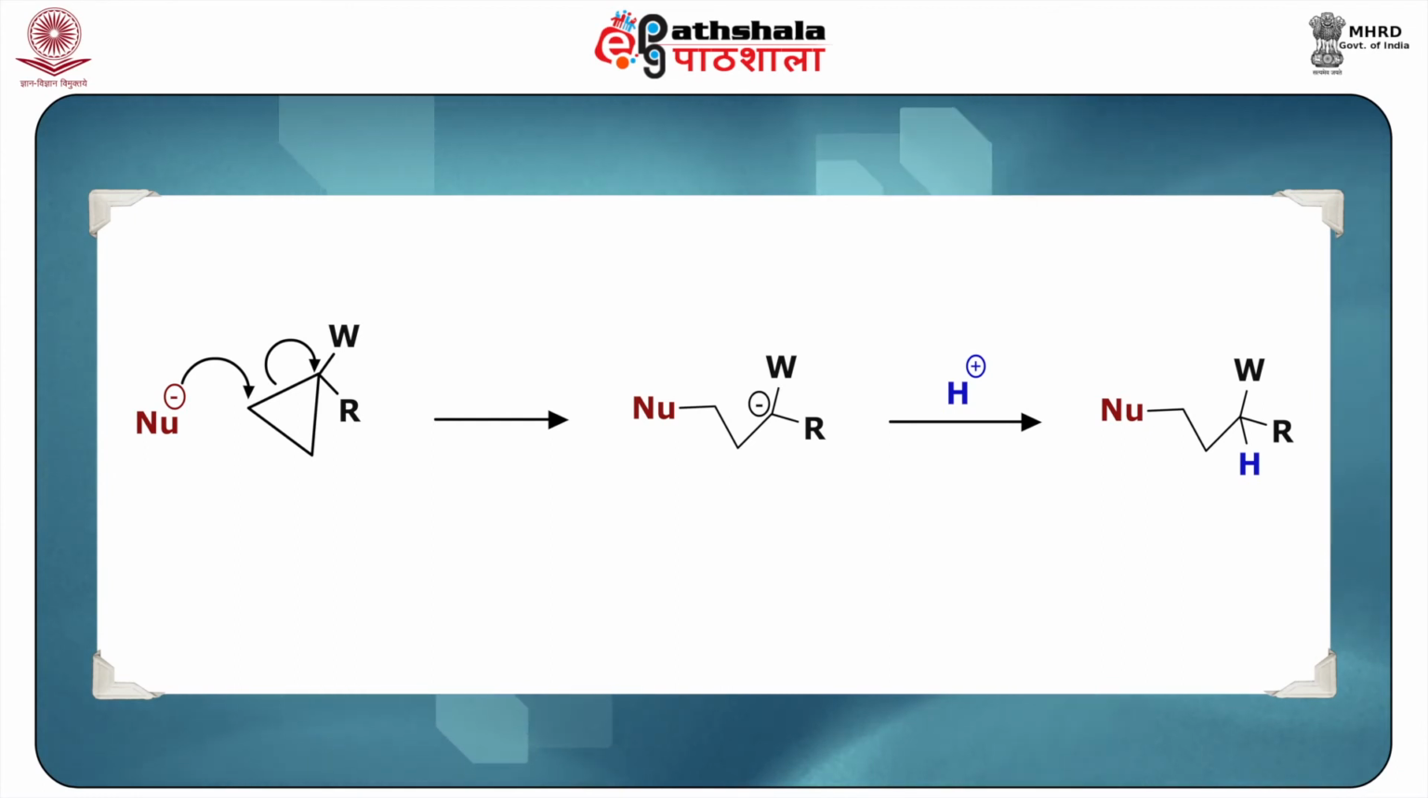It will make the cyclopropane ring electron deficient, and that is how the nucleophile can attack at the second position carbon relative to this W group. As it attacks here, there will be cleavage of the C-C bond of the cyclopropane, and you get this carbanion, which is later attacked by H plus, and eventually you have the nucleophilic addition happening.